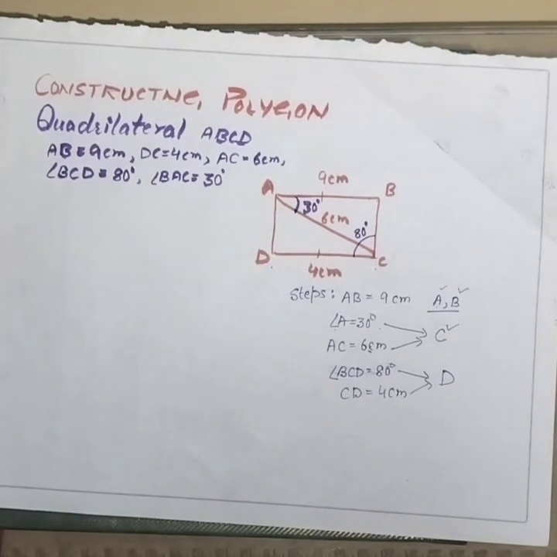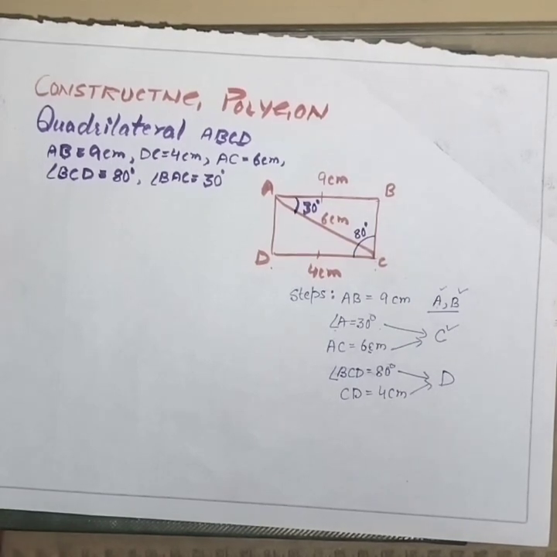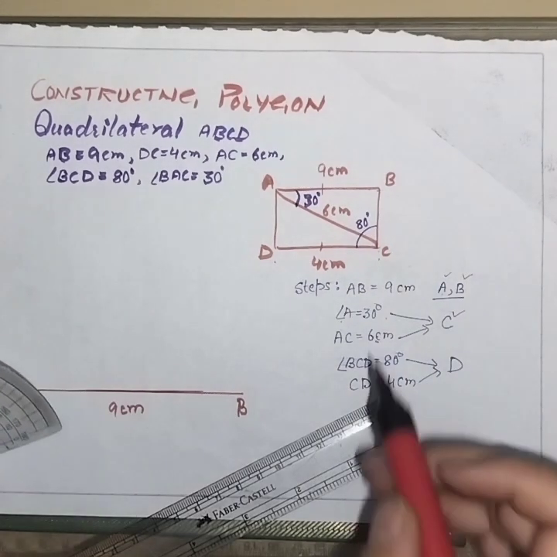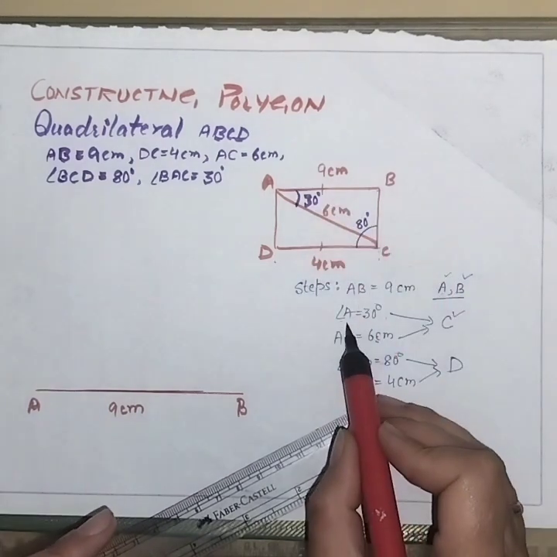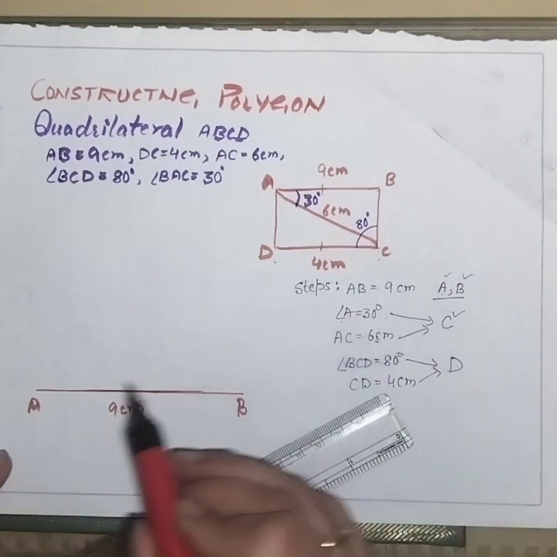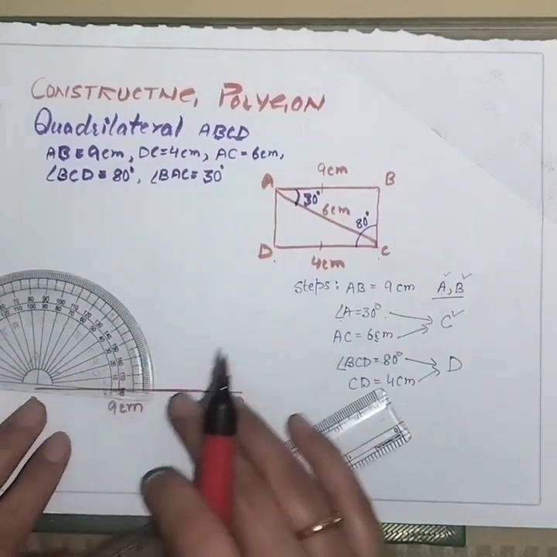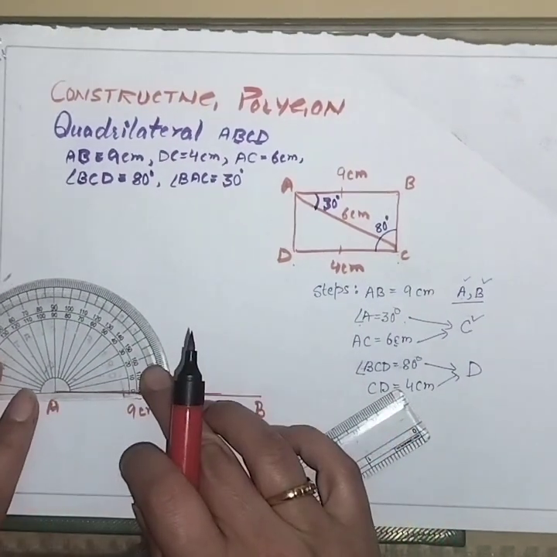So this is how a dummy helps us to plan it. When you do 2-3 sums, you'll be able to decide your steps and you'll be able to construct the polygon of the given measures. Now let me construct it. I've drawn AB equals to 9 centimeter. Now I'll draw angle A equals to 30 degree. At point A, I'll draw a 30 degree angle. So let's keep the protractor and draw it.